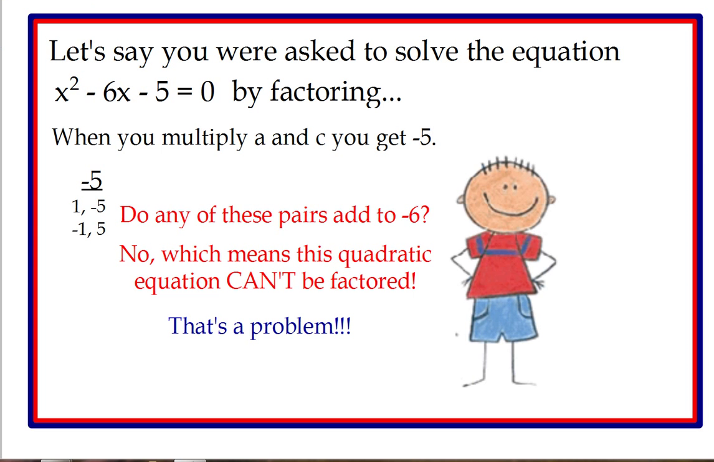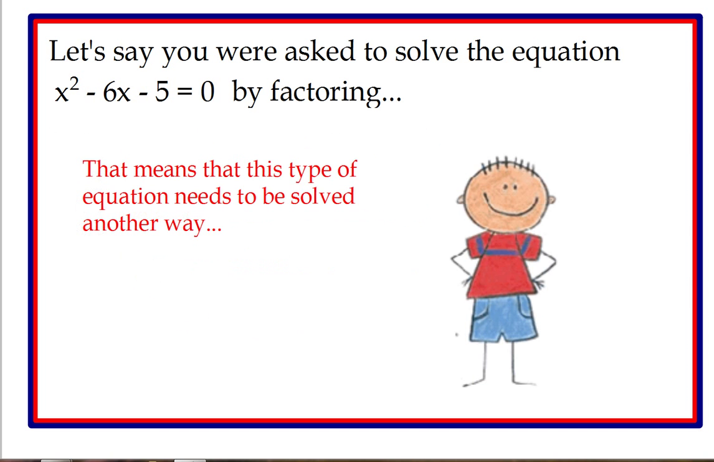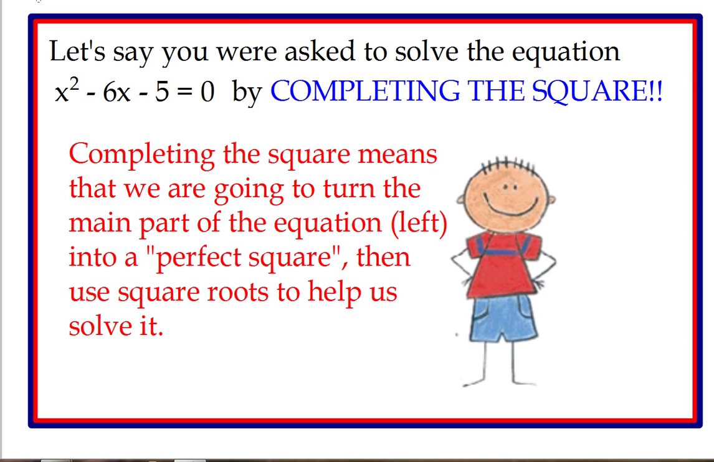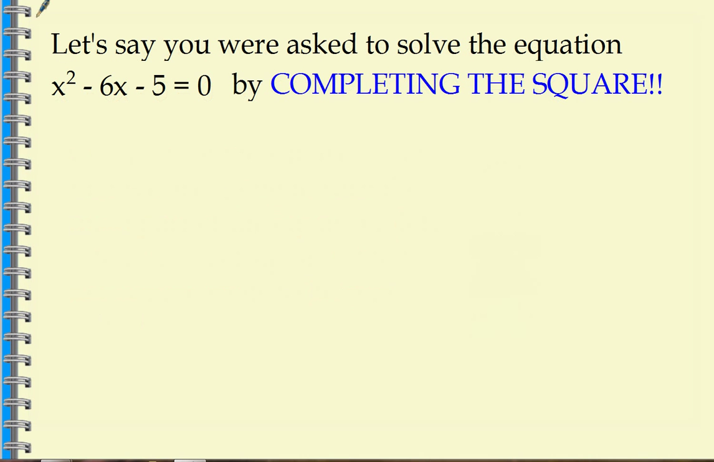Well, I'm so glad to tell you that there is another way to solve quadratics that can't be factored. There's actually two more ways to solve quadratics that can't be factored, but today we're going to learn the one called completing the square. Completing the square comes from turning the main part of the equation into a perfect square so that I can use square roots to help me solve. So let's take a look at some of the steps involved in completing the square.